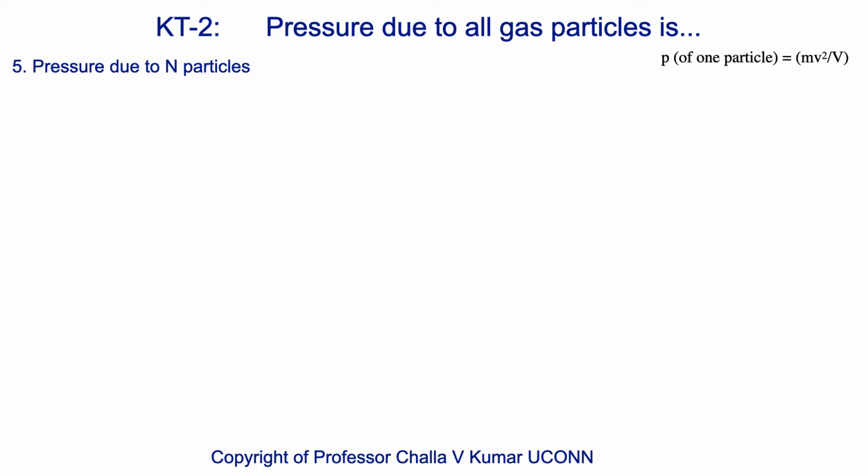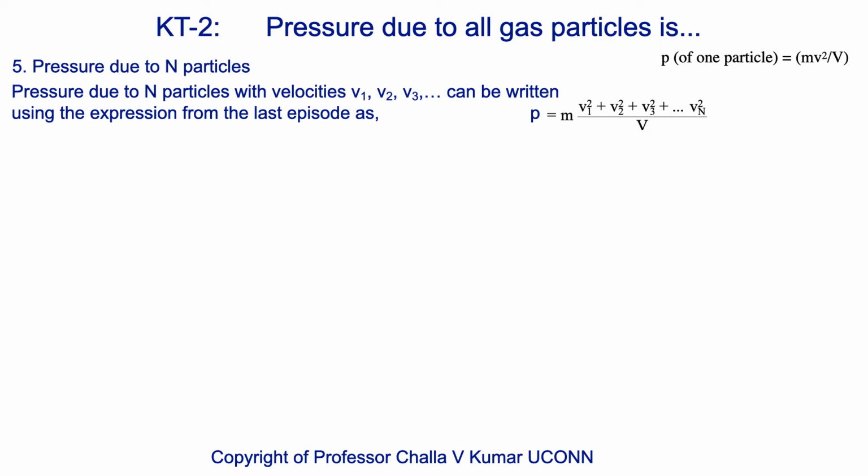One important thing that we would say is, well, if one particle exerts a certain pressure P, n particles should exert a pressure of n times P. But you will quickly realize this may not be the case. Now, let's say that each individual particle has a different velocity. Let's say each particle has v1, v2, v3, etc. velocities.